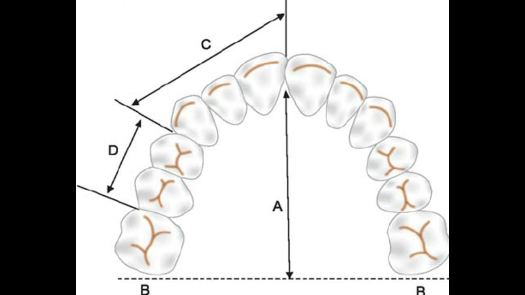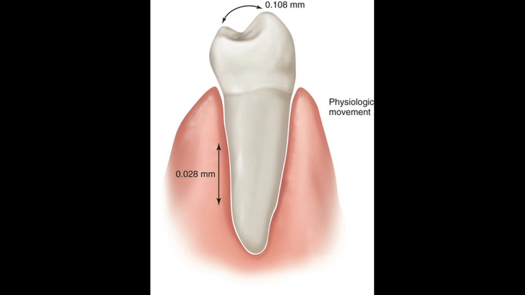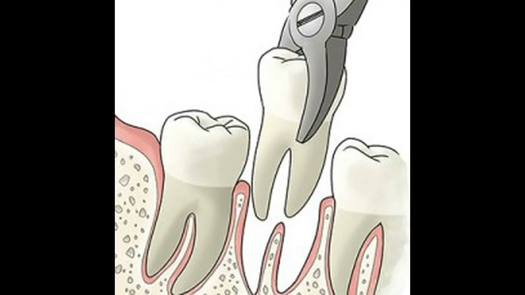The second principle is physiological tooth movement. Human dentition shows a physiologic tendency to move toward an extraction space. Thus, by selective removal of some teeth, the rest of the teeth which are in the process of eruption are guided by the natural forces into the extraction spaces.